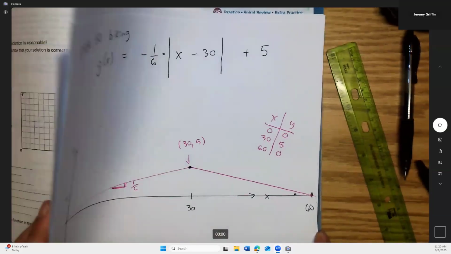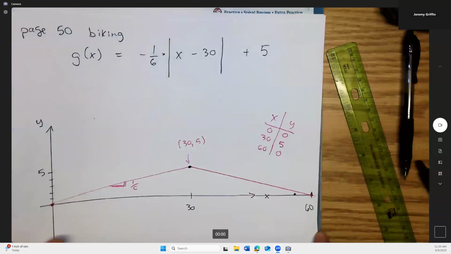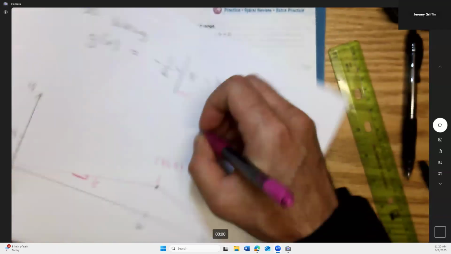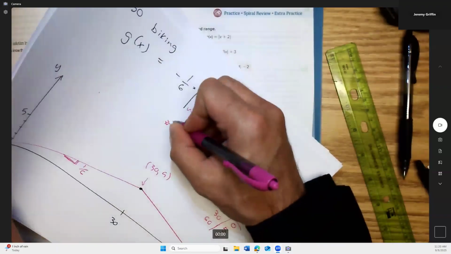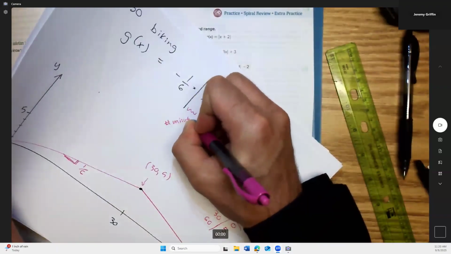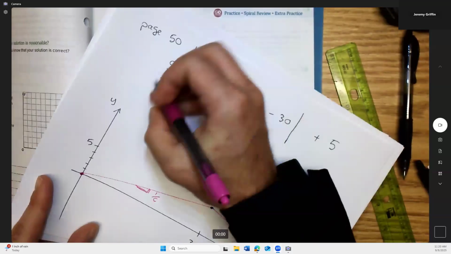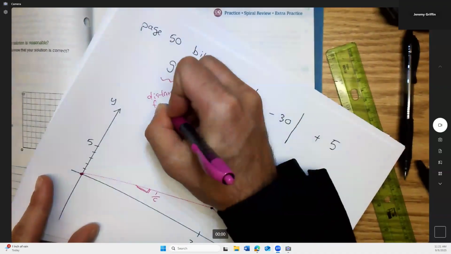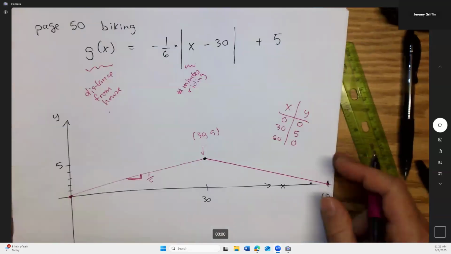Right. Now, what does this mean? Interpret key features of the graph in terms of constraints in the context of the situation. Right. So I know x is the number of minutes. Is that what it said? Yeah. Number of minutes riding his bike. Okay. G of x is the total distance from the house. Distance from the house.